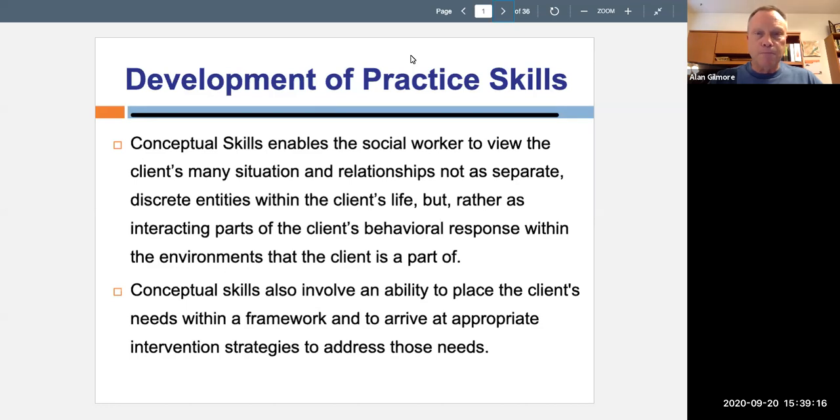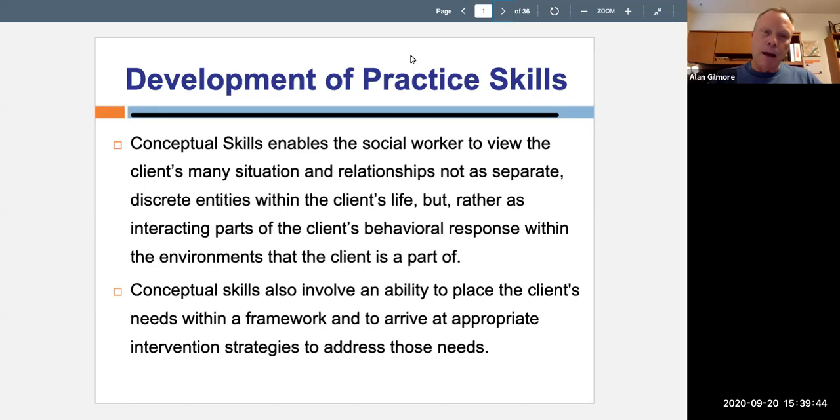So, taking up where we left off after the first video, we are going to spend some time talking about the development of practice skills. So again, this goes back to the idea of the toolkit we've talked about. Now I guess what we're talking about more is the muscles, and learning those skills and those ways of being able to implement social work interventions.